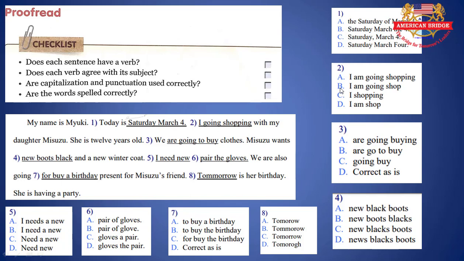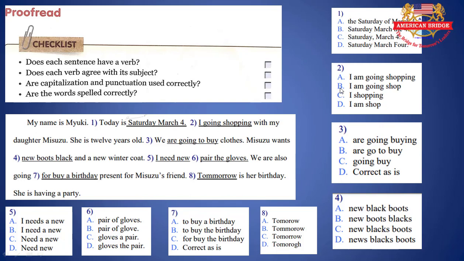Okay, so go to number 4, everyone. Okay, new black boots. So we have here A, B, C, and D: new black boots, new boots blacks, new blacks boots, news blacks boots. Okay, so double check with this, everyone.